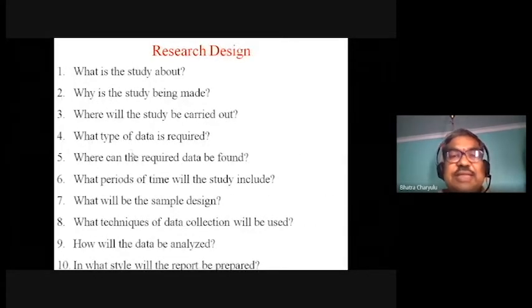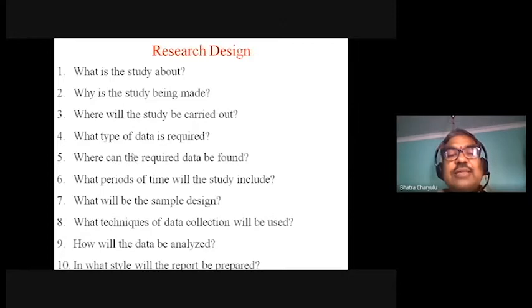Now, the research design. In the research design, we are trying to address various aspects. What is the study about? Why is the study being made? Where will the study be carried out? What type of data is required for that? Where can the required data be found? And what period of time will the study include for collection of the data?